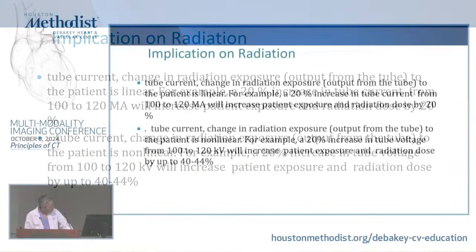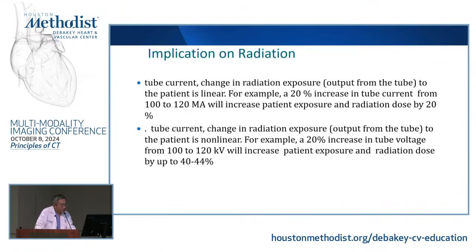This is one important concept that is probably going to show up in your board exam: the radiation implications of choosing your tube current and your tube voltage. Okay? So tube current, as I mentioned earlier, is directly proportional. So if you increase the mAs from 500 to 600, you're giving the patient 20% more radiation. Whereas if you increase tube voltage from 100 to 120, that's a 20% increase in the kV, squared. So you increase the radiation by 44%.